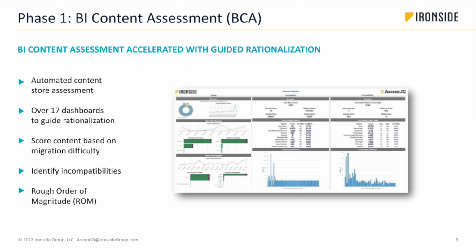So what we'll do here is we take that content store, we completely deconstruct it, and then what we do is we build assets to help guide the rationalization process, meaning we'll build assets that show you of your reports, these are the ones that you used the past year. That's pretty easy. But we'll also show you've got 30 reports that are essentially redundant.